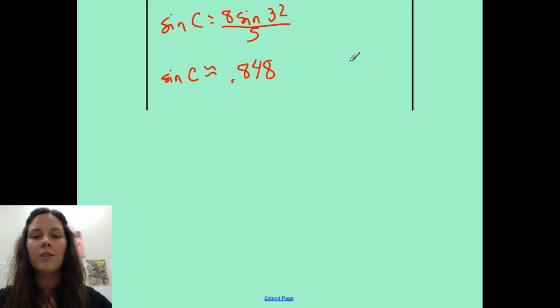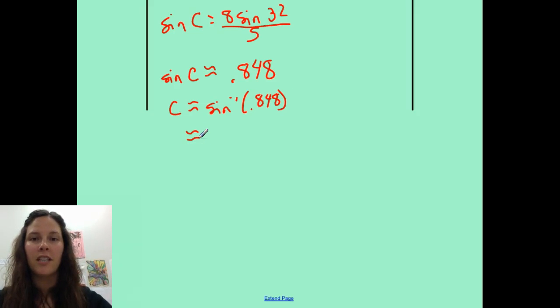So now when I do sine inverse, I'm not going to put 0.848 in, I'm going to hit the second and then the answer key so that the calculator does less rounding and I get a more accurate angle measure for C. If you need me to show you how to do this on your calculator when we're in class, please make sure you ask.